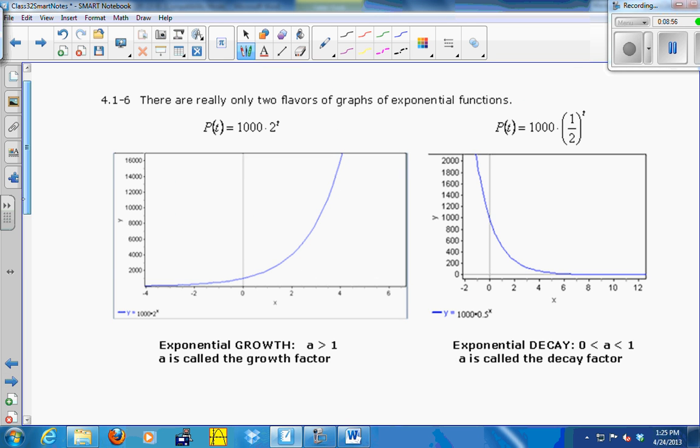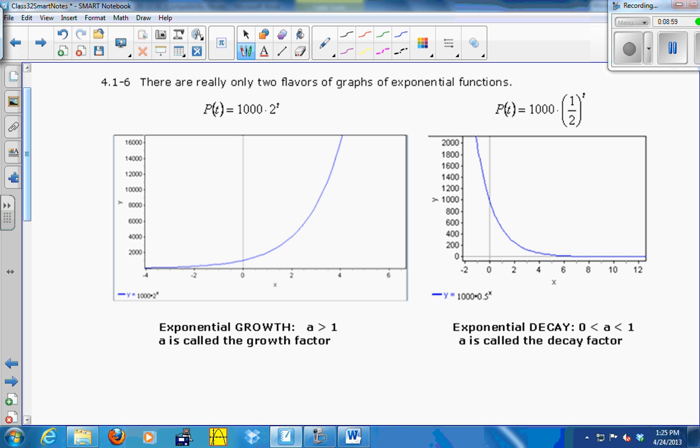All right, so we really only have 2 flavors of graphs that represent exponential functions, growth and decay. Growth happens when the base is bigger than 1, and decay happens when the base is a fraction between 0 and 1. Big base, you get growth. Little base, you get decay. We call the base either a growth factor or a decay factor. So in our rabbit population, which is this model here, 1,000 times 2 to the t, the base is 2. It's bigger than 1, so we know we have exponential growth. And 2 we call the growth factor.